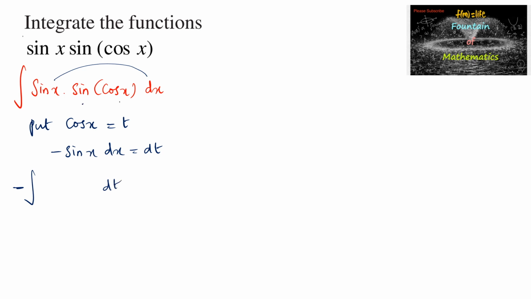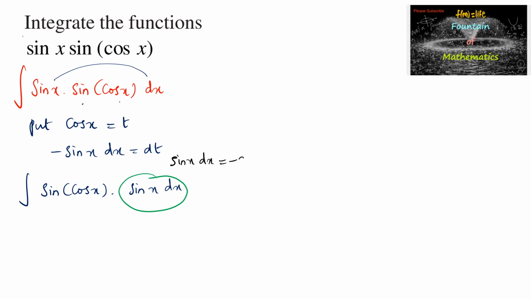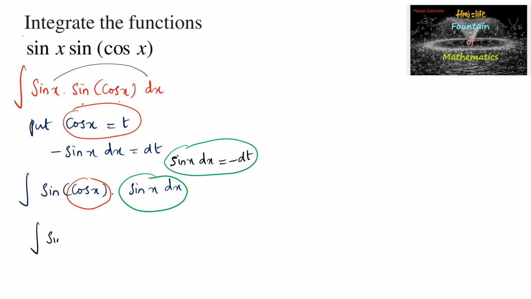And if we have sin of cos x, that means sin of t, so minus sin t dt. Let me rewrite again. So integral sin of cos x into sin x dx. So sin x dx will be minus dt. Sin x dx is equal to minus dt. We can use it here. And cos x is equal to t. So our integral will become sin t, and sin x dx is minus dt. So let me write minus here.